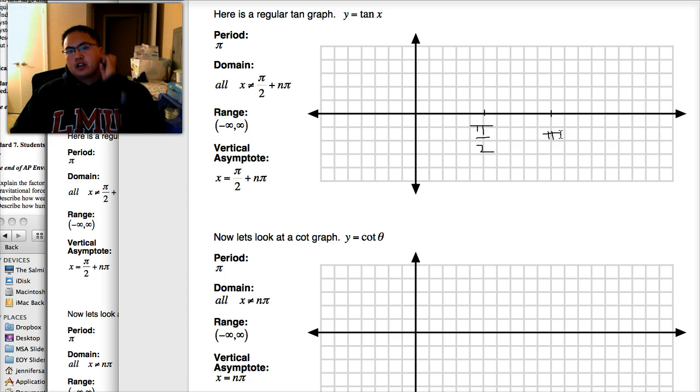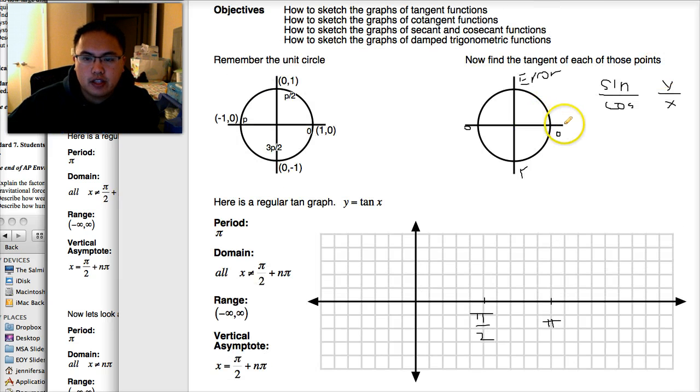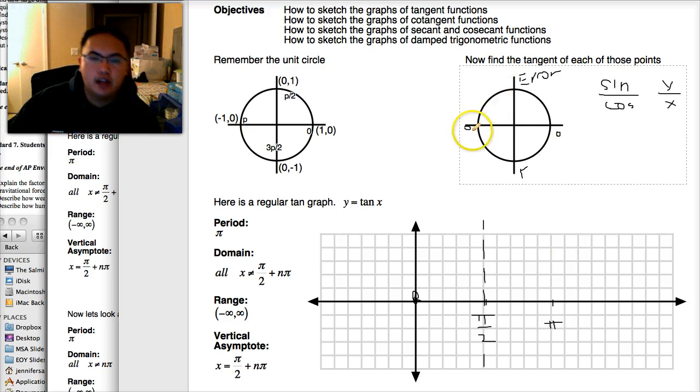Remember at 0, going back to my unit circle, I'll look back. Remember at 0, its tangent is 0. So I know I'm going to get this. Remember at pi over 2, I get error. Wherever I get error, what I'm going to do is I'm going to draw a vertical line. I know some of you are going to say, oh no. So vertical line through pi over 2. And at pi, you see it's 0.